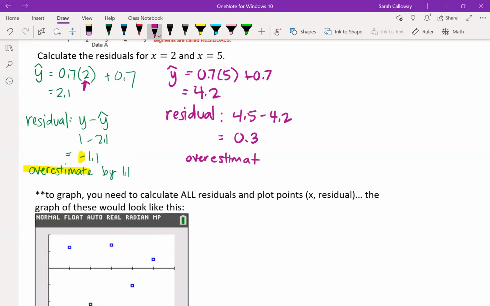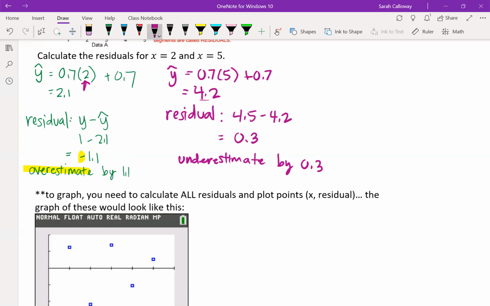Sorry, not an overestimate. That makes it an underestimate by 0.3, right? So it's an underestimate because 4.2 is smaller than 4.5. That one was an overestimate because 2.1 was larger than 1.